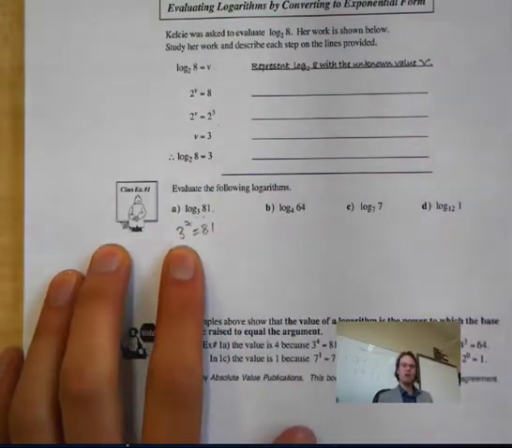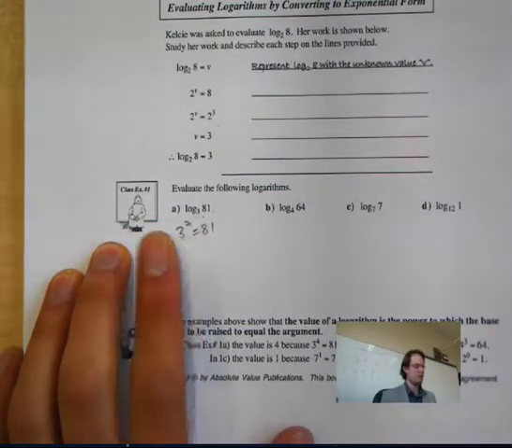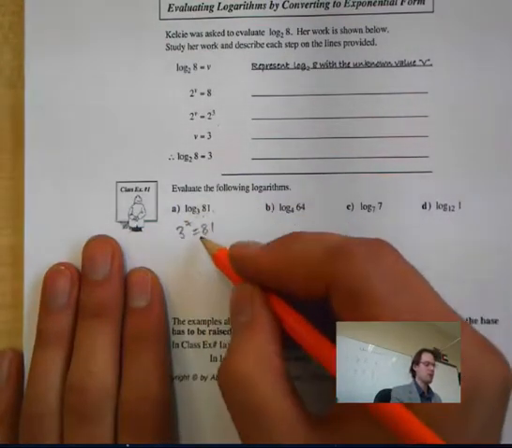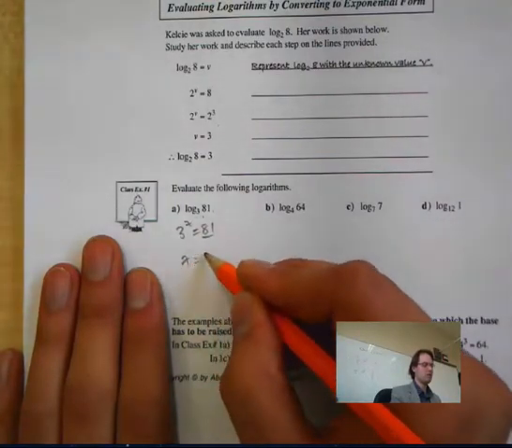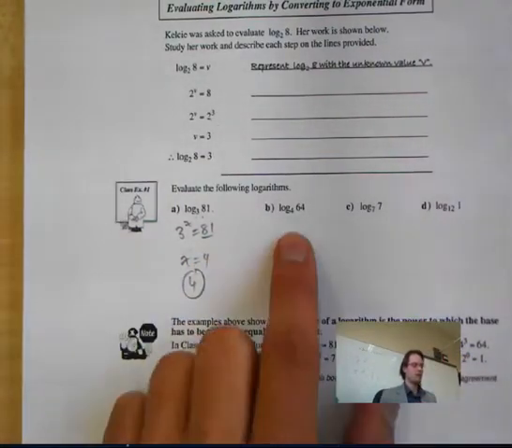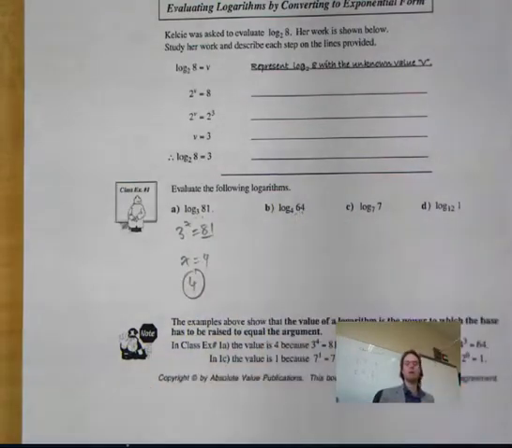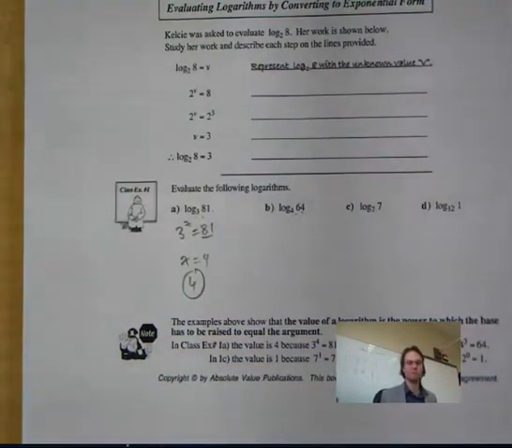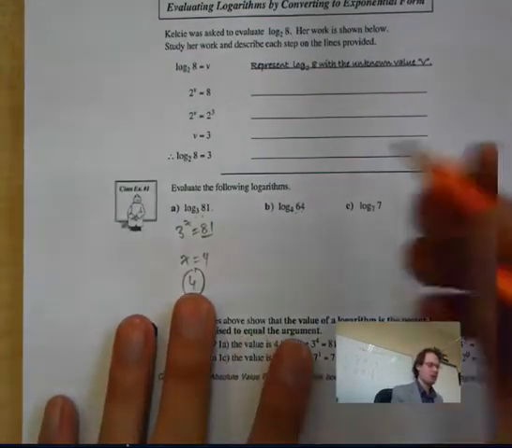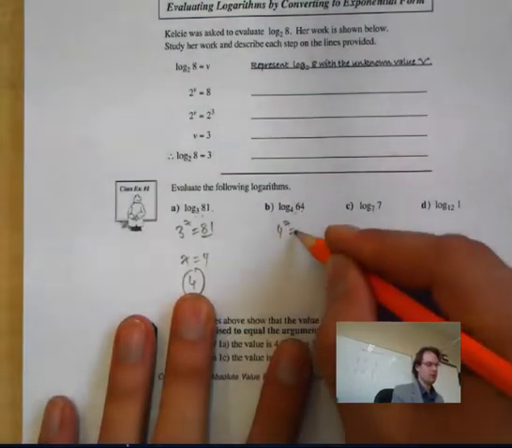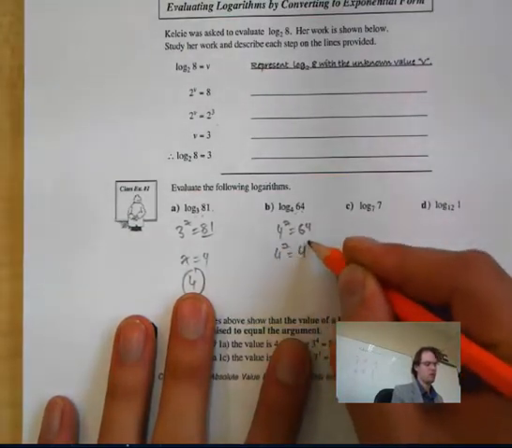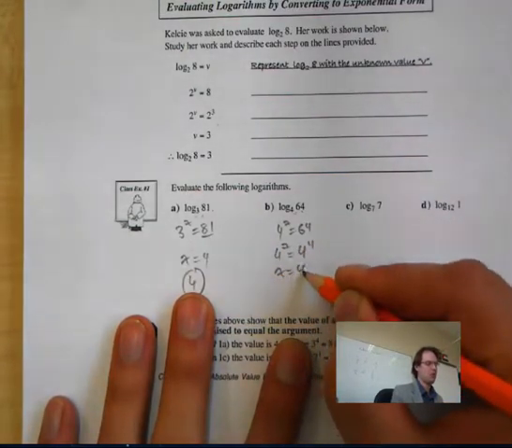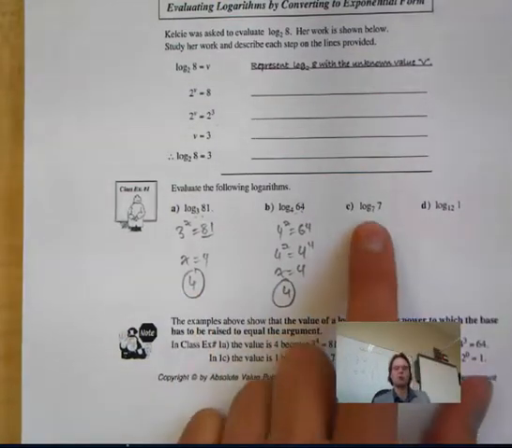Well, what is the value of that x there? If we change 81 to base 3, we get 3 to the 4. So x is equal to 4, so we have 4. Next one here is 4 to the power of what is equal to 64? That's going to be 4 to the power of x is equal to 64. That's 4 to the x is equal to 4 to the 3. So x is equal to 3. So we get 3.